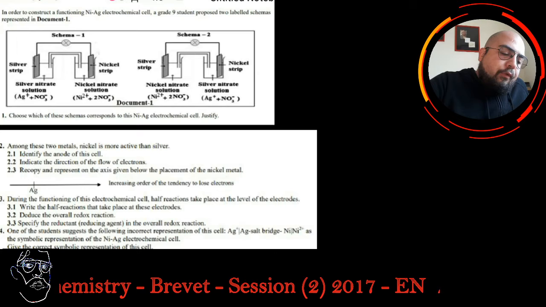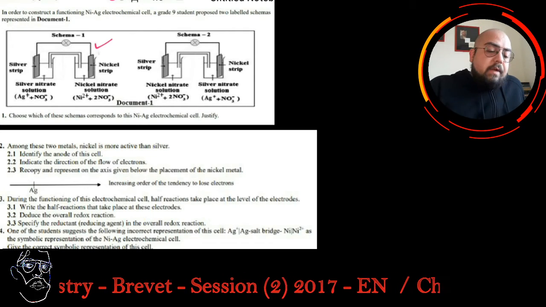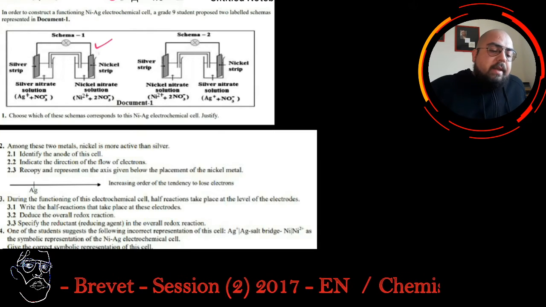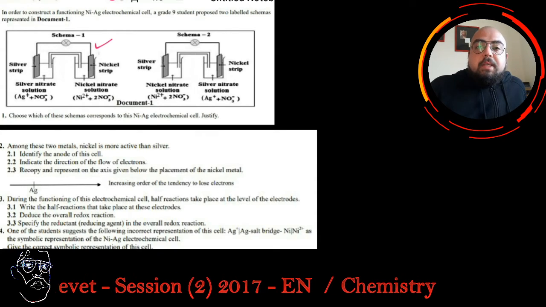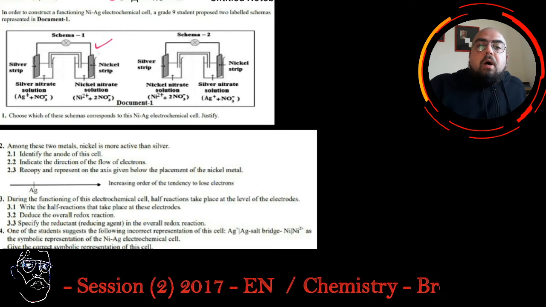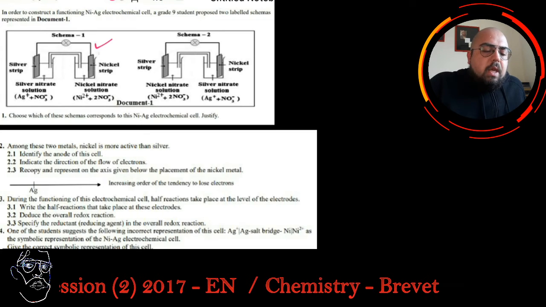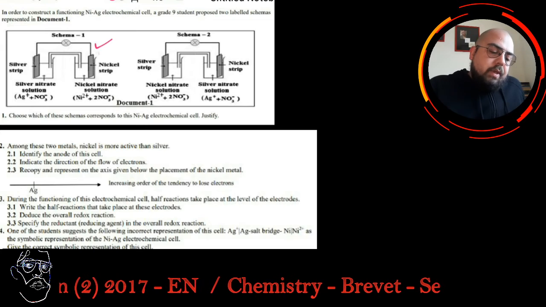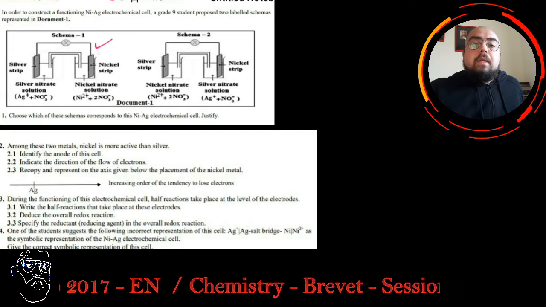We have to choose the first one because you have to immerse a silver strip in Ag+, its corresponding ion. A nickel strip has to be immersed in Ni2+ solution. So that's why you need to choose schema number 1. As for schema number 2, you cannot choose to immerse the silver strip in Ni2+. That's the main reason. Among these two metals, nickel is more active than silver.